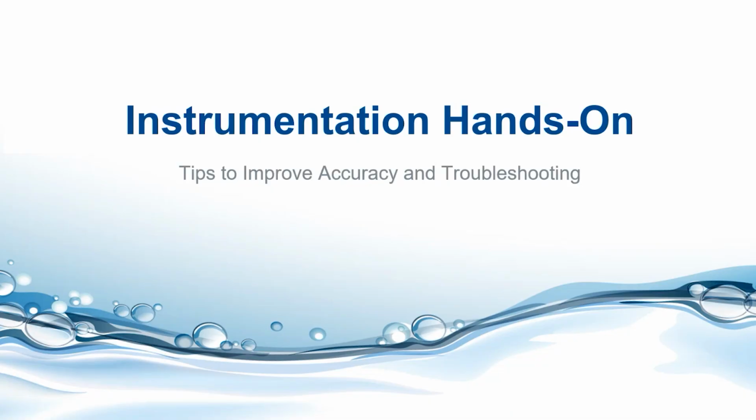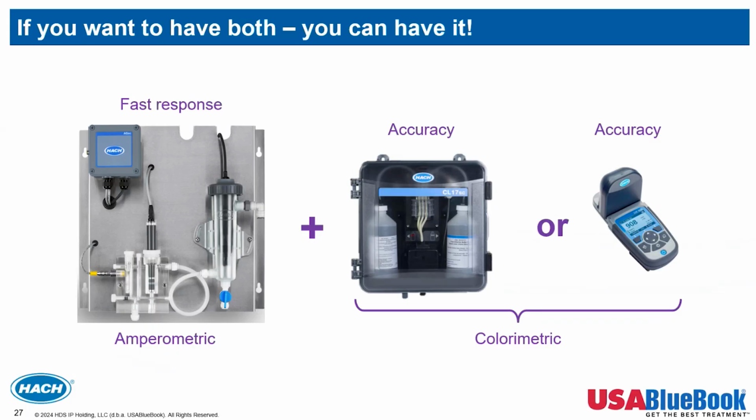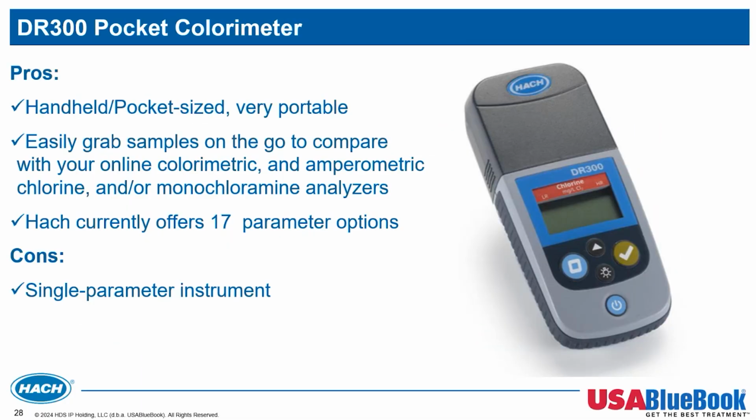Great, guys. Hey, again, my name's Casey. If you can see behind me, I'm in one of our labs here at Hach in Loveland, Colorado. And I'm going to give us some instrumentation hands-on experience and talk about some tips to improve accuracy and troubleshoot common problems that might arise with some of your instruments. Next slide, please. These are the three instruments we'll be focusing on. We'll start with those colorimetric methods with our handheld DR300 and move on from there.